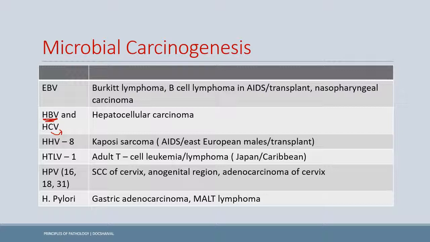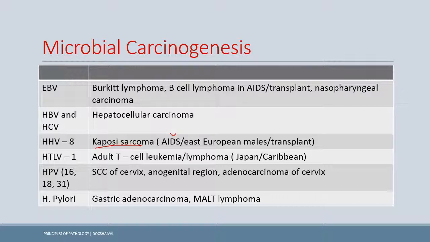In contrast, HCV is an RNA virus. Still, both are involved with hepatocellular carcinoma. The next one is HHV8, human herpes virus 8, and that is associated with Kaposi sarcoma. It's there in AIDS patients.